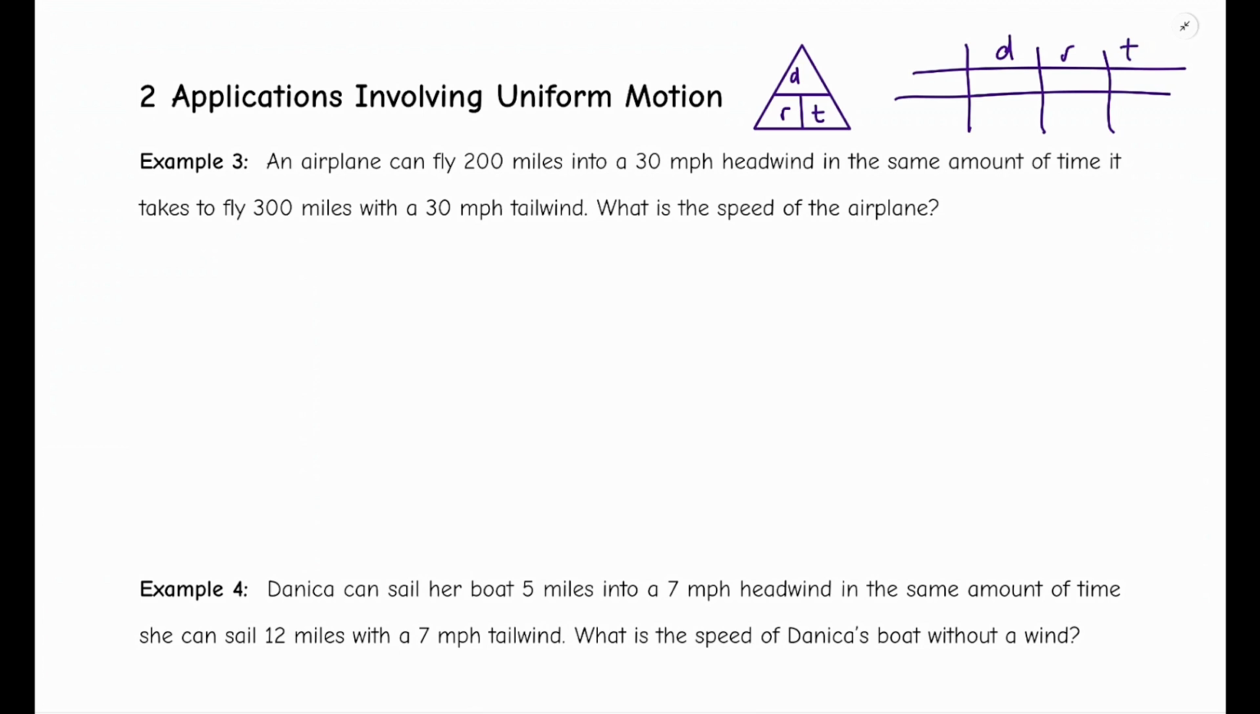Okay. An airplane can fly 200 miles into a 30-mile-per-hour headwind in the same amount of time it takes to fly 300 miles with a 30-mile-per-hour tailwind. What is the speed of the airplane? Okay, so go ahead and set up my table.